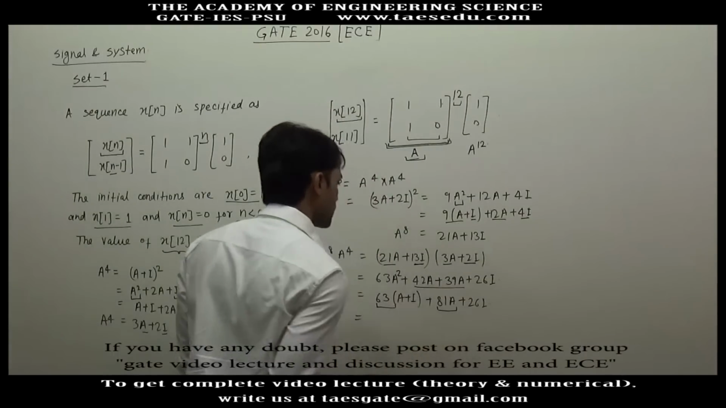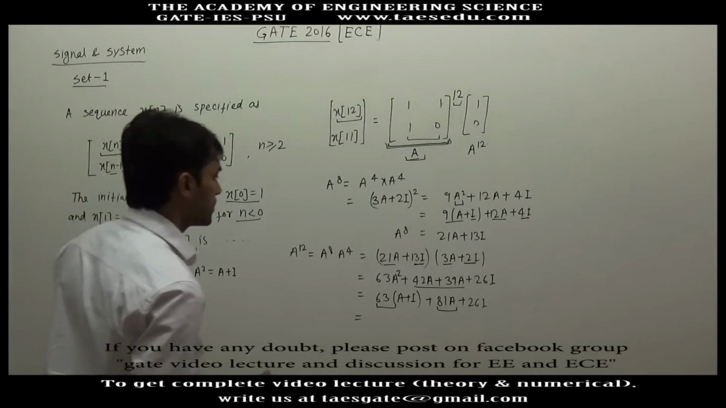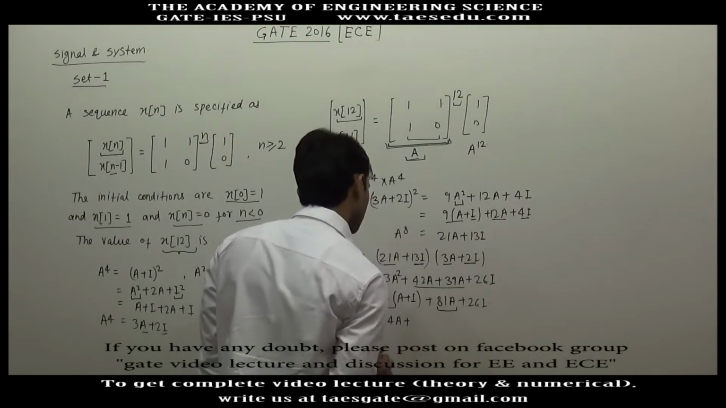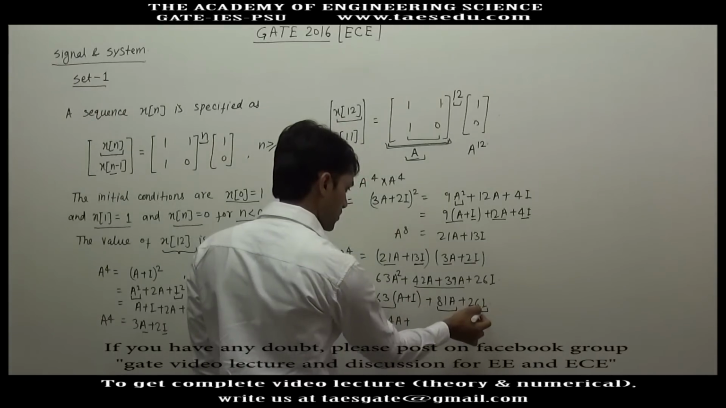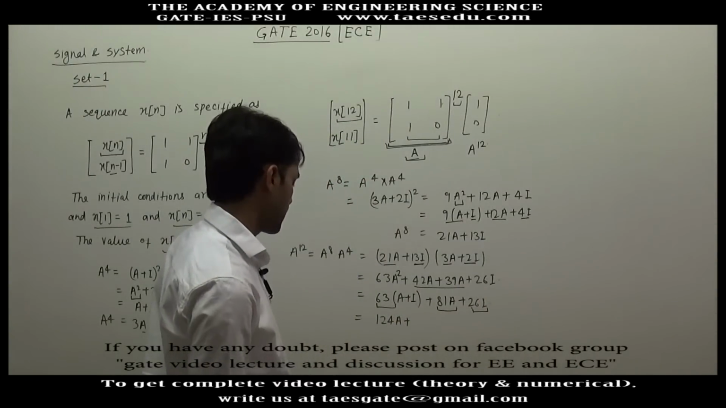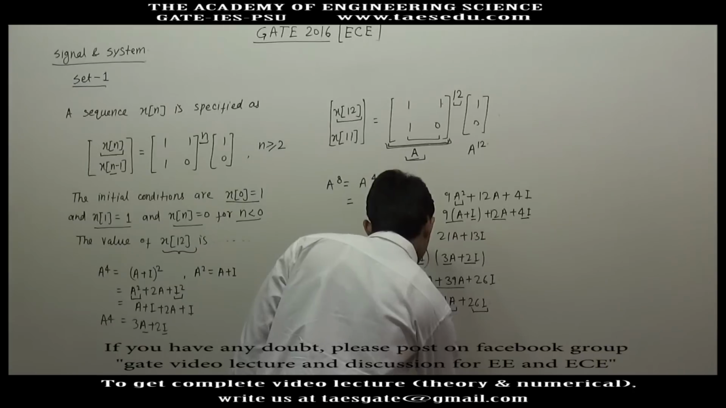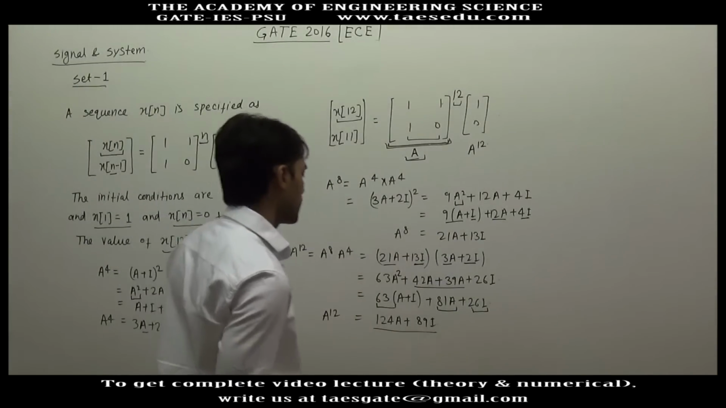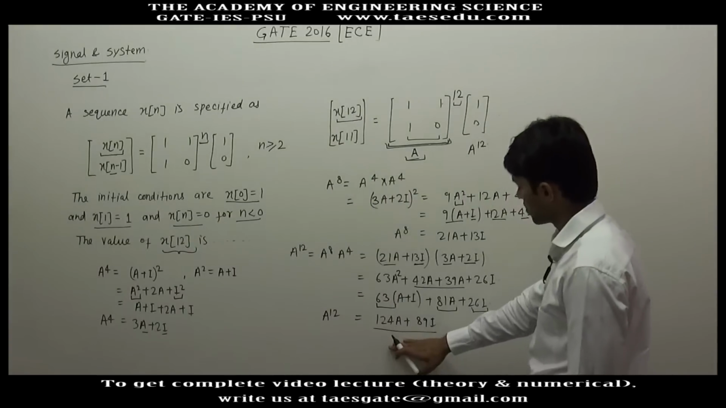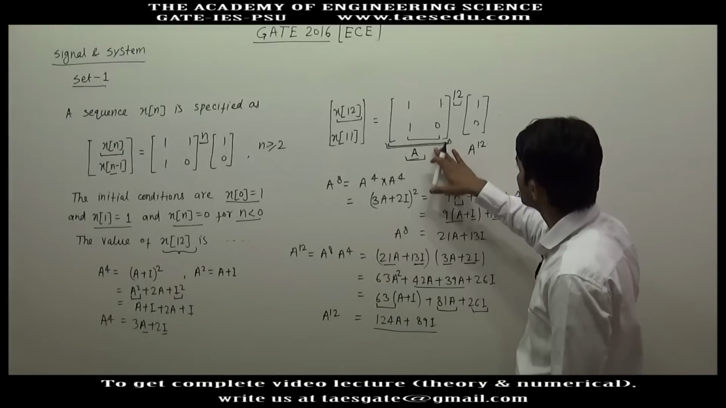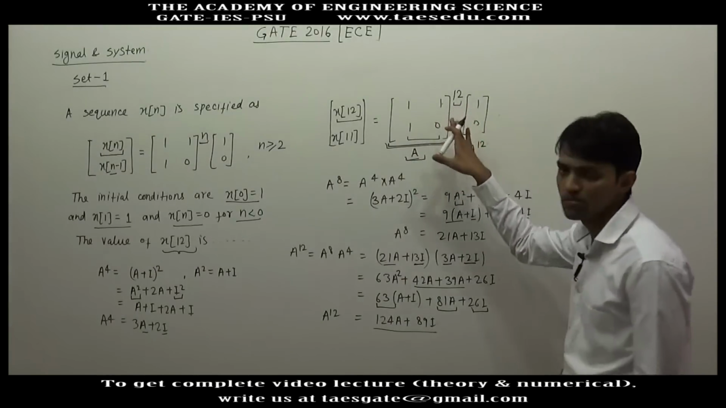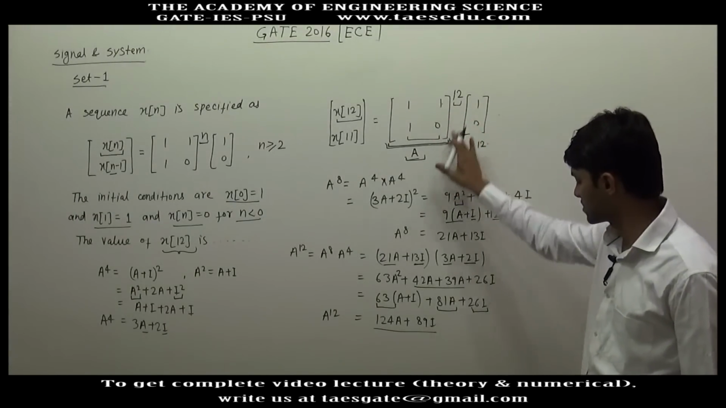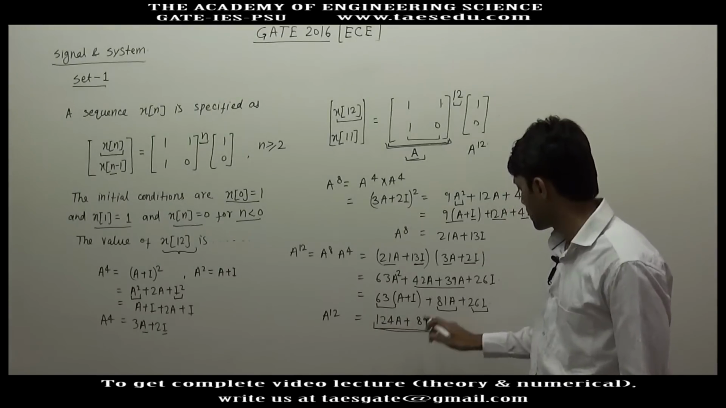63A plus 81A will be 124A. 124A plus 63I plus 26I will be 89I. So A to power 12 is 124A plus 89I, and this can be found very easily, instead of multiplying this matrix 12 times, which is not possible in the GATE exam. In an examination it is not possible. This will not be time efficient, so we find A to power 12 by this method.